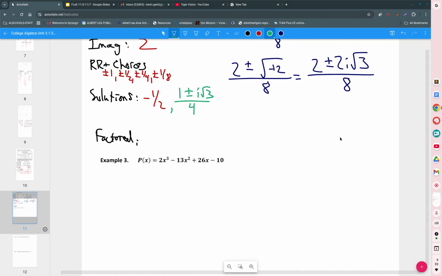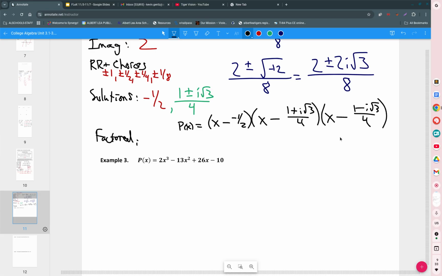Ready to write this in factored form? It's no big deal. It's just going to look like this. P of x is equal to x minus negative 1/2 times x minus 1 plus i roots of 3 over 4 times x minus 1 minus i roots of 3 over 4. That's not quite exactly right. We just have to make one more subtle change.